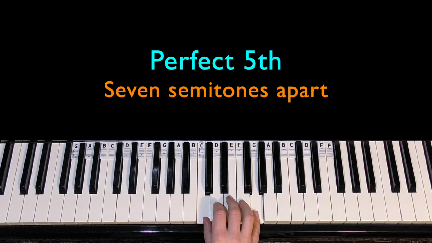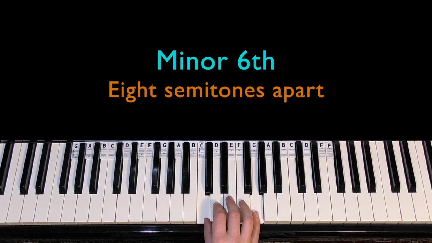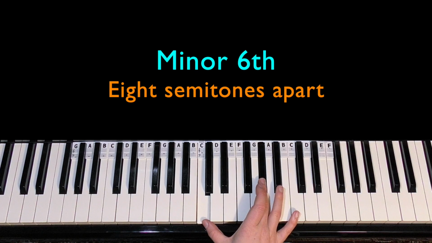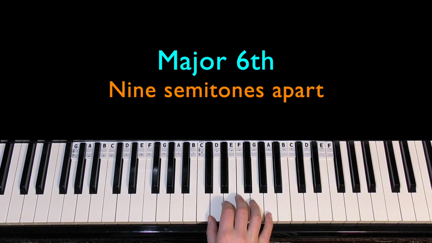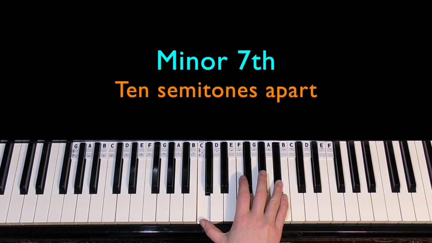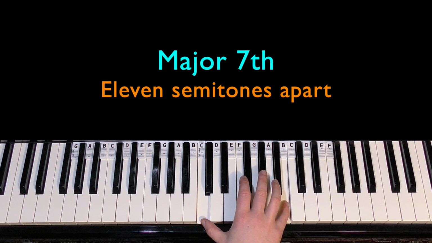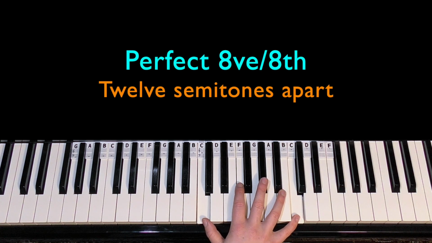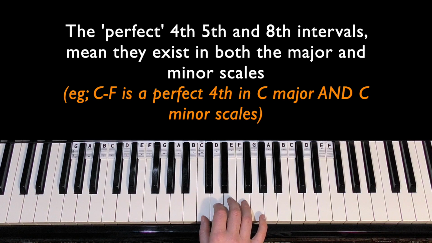are 7 semitones apart. A minor sixth are 8 semitones apart. A major sixth are 9 semitones apart. A minor seventh are 10 semitones apart. This sounds a bit more dissonant. A major seventh are 11 semitones apart, and then an octave are 12 semitones apart.